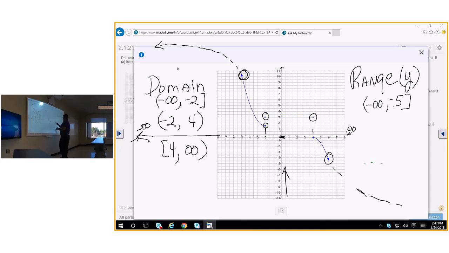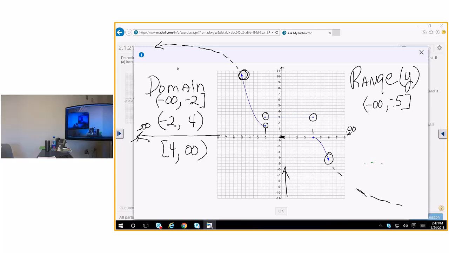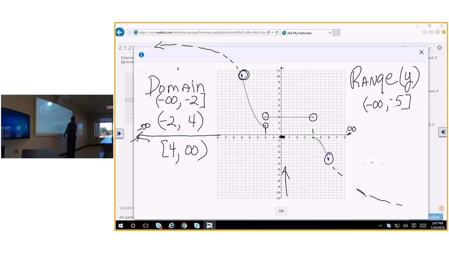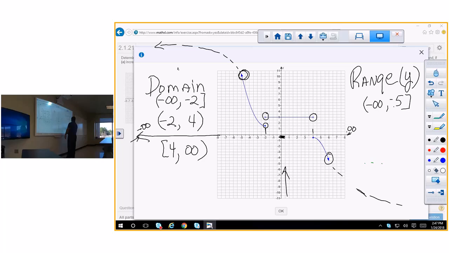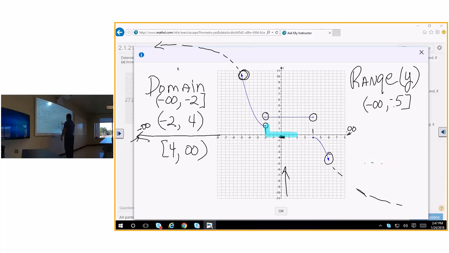Is there a function anywhere between here and this? No. So we cannot put from -1 to 1.5. We can't do that because there's no function in here. All right, if you take this area right here, between the blue lines, between here and here, there's nothing in here.